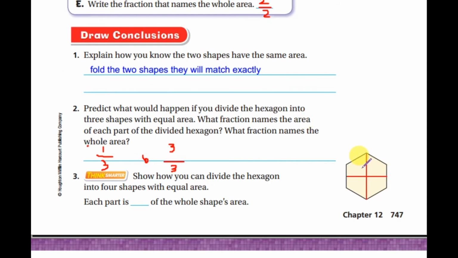So if I imagine that I colored one part here, so this means how many colored parts? One part over how many parts in all? In all, we have 1, 2, 3, 4 parts in all because we cut the shape into 4 equal areas.